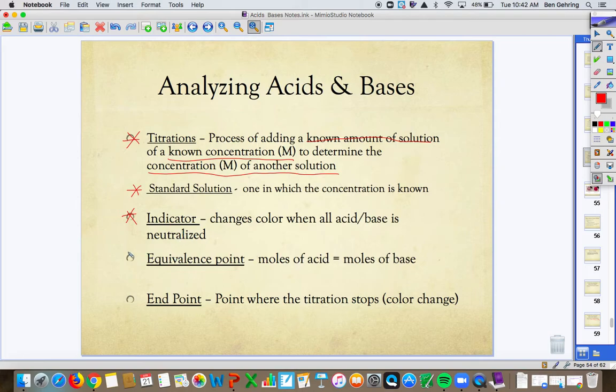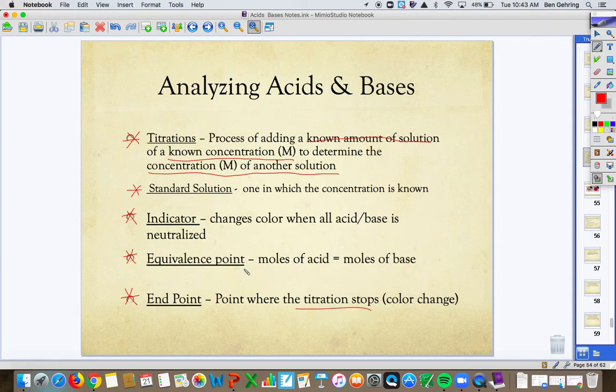What we're looking for is this equivalence point. The equivalence point, so this first prefix means equal. So you have equal moles of acid as you have moles of base. So that's what we're looking for. That's the goal. And the end point is where we actually end up in the experiment. This is where you stop the titration.